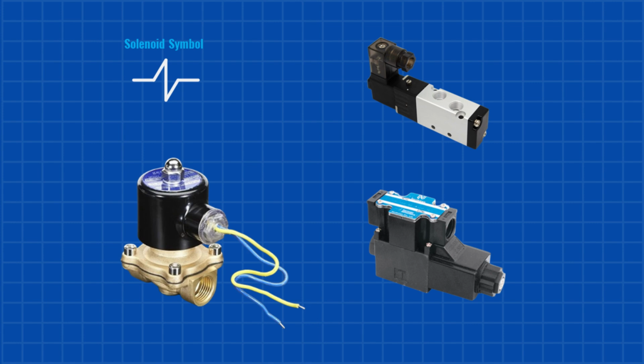Finally, in this rung, we have the solenoid symbol. Solenoids are commonly used to operate pneumatic and hydraulic valves, converting electrical signals into mechanical motion, either to shift a valve spool or open and close a fluid path.